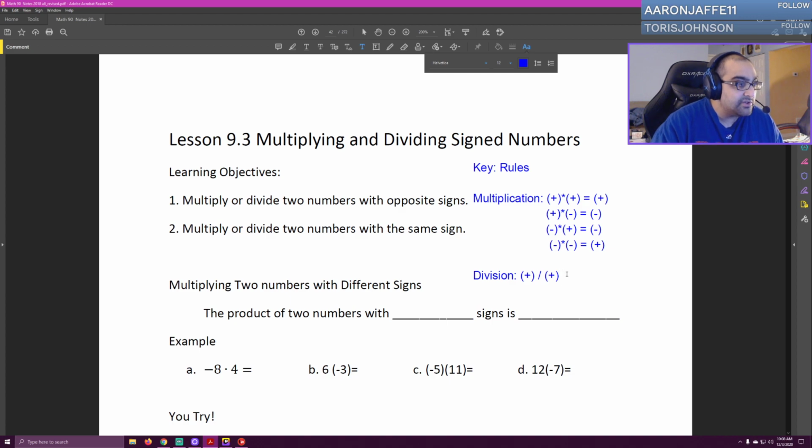So a positive number divided by a positive number is still going to be a positive number. So 4 divided by 2 is positive 2, like in that case. Next, what happens if we take a positive number and divide it by a negative number? Well, that answer is going to be negative at the end of the day. Just like multiplication, where positive times a negative gave us a negative, the same thing applies here for division.